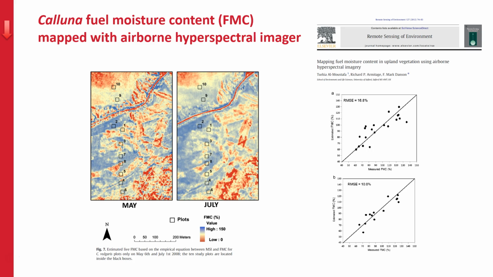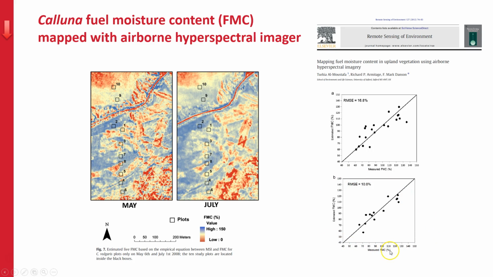And this slide shows results from work done a few years ago at Burbage Moor in the Peak District, and shows on the left fuel moisture content mapped with an airborne hyperspectral imager at 10 different locations. And on the right hand side, the main result of this was that with airborne data flown from an aircraft with a very high spatial resolution of the order of 1.5 to 2 meters, we could at plot level estimate plot level fuel moisture content with an accuracy of around 10%, as shown by this figure here.